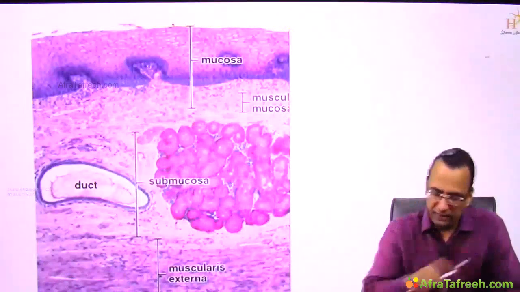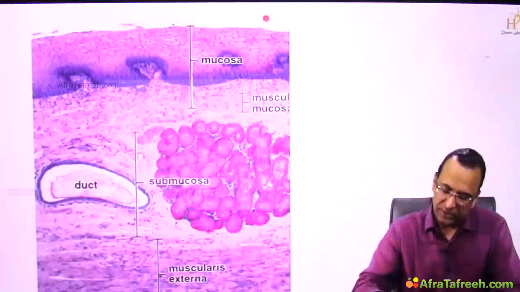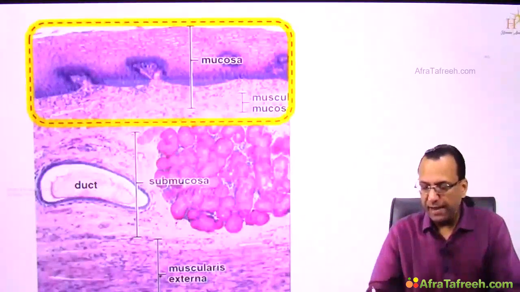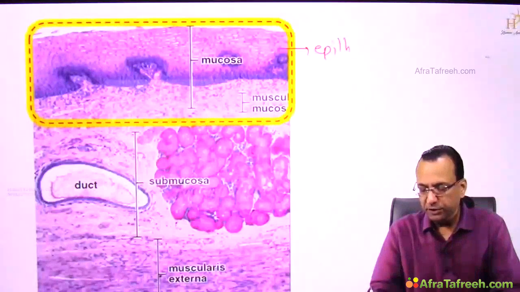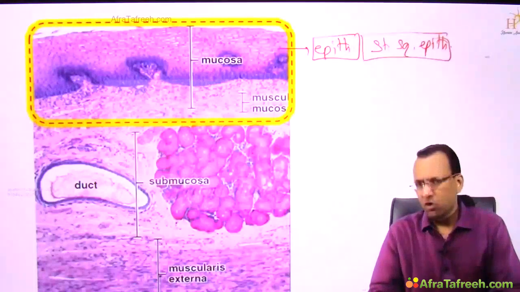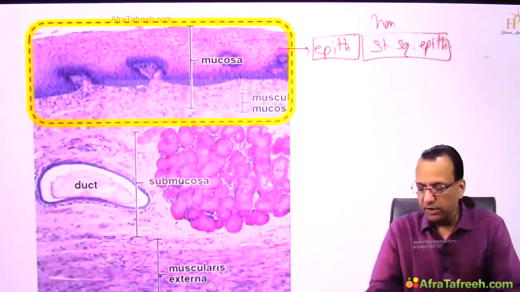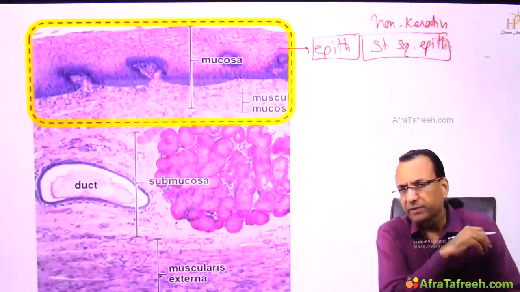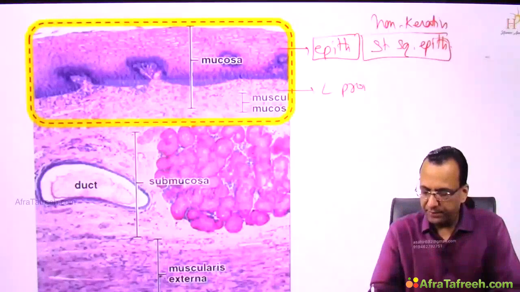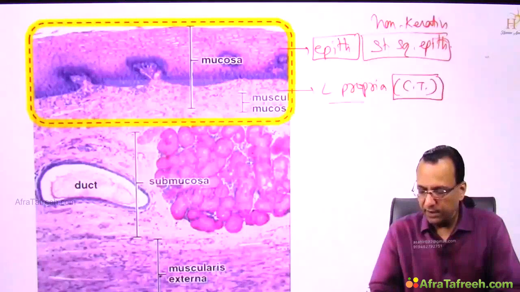Now we are going to magnify the picture, and you see this is towards the lumen side, the mucosa. As we understand, the mucosa, which is lining the luminal surface, will have an epithelium, which is stratified squamous epithelium, non-keratinized. So it is non-keratinized stratified squamous epithelium. What is this epithelium supported by? That is the lamina propria, some connective tissue, sub-epithelial connective tissue.